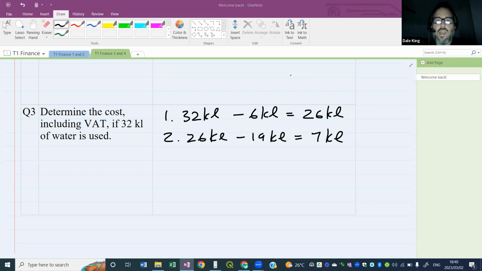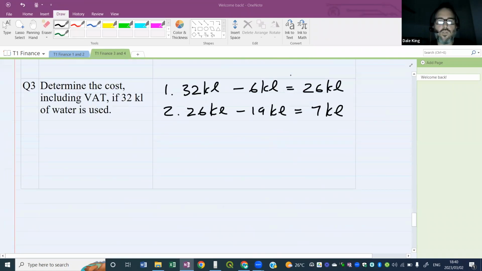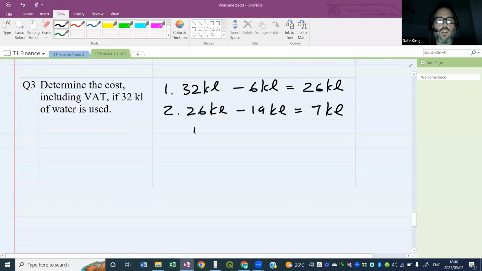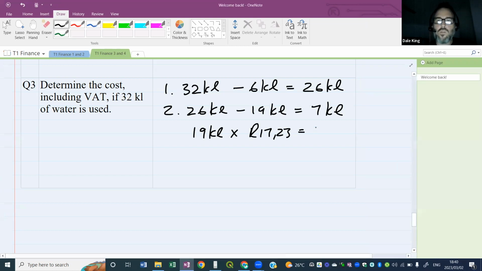All right. Those 19 kiloliters, all of them must be charged at the second tier's rate, which is 17 Rand 23. So I'm going to say 19 times 17 Rand 23. So 19 times 17 Rand 23 is 327.37. Yeah, we saw that before, didn't we? So 327.37. Okay, we still got 7 kiloliters left.